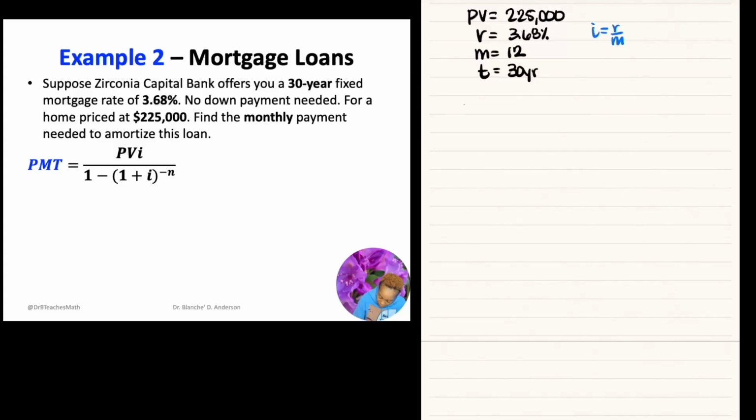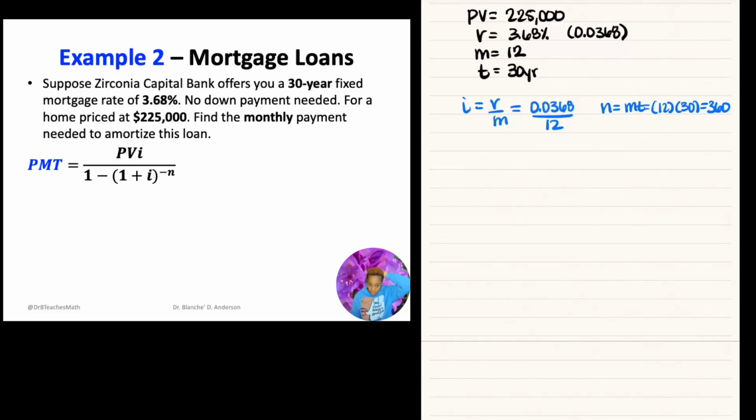I'm getting in a bad habit of assuming this is 0.0368. Remember, we always want to convert those to decimals. So your I is R over M. So that's going to be 0.0368 divided by 12. And your N is M times T. So that's going to be 12 times 30, which is 360.